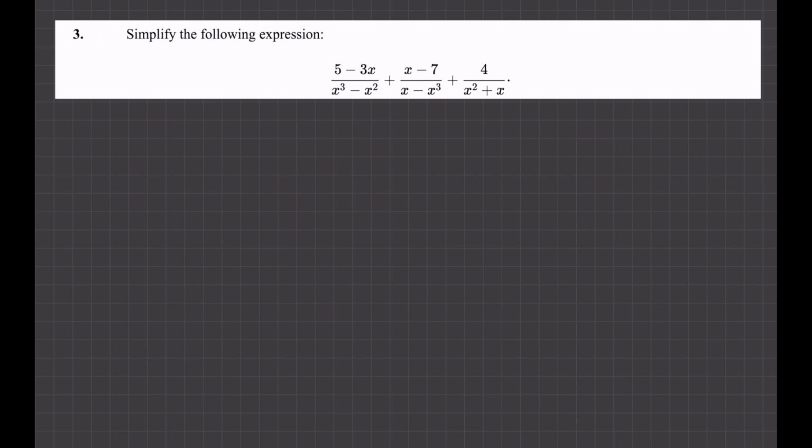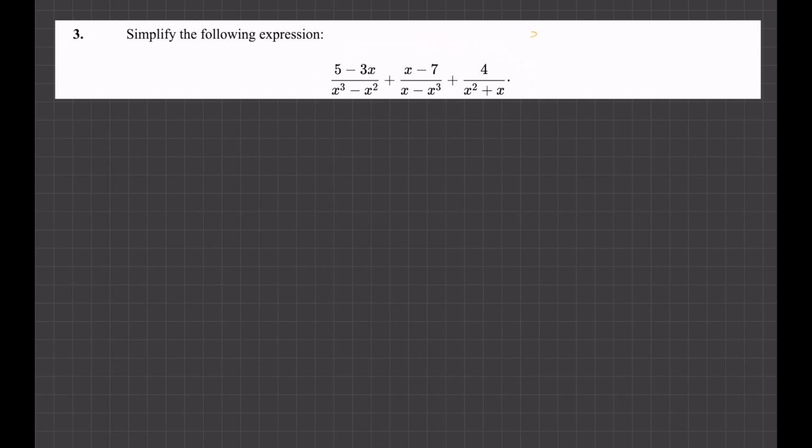Okay, problem 3. Simplify the following expression. Again, I want to add 3 fractions. Okay, so here I will also concentrate on finding LCD first. To find LCD, I have to factorize these denominators. Factorizations are very simple here, so let me just do them here for you.